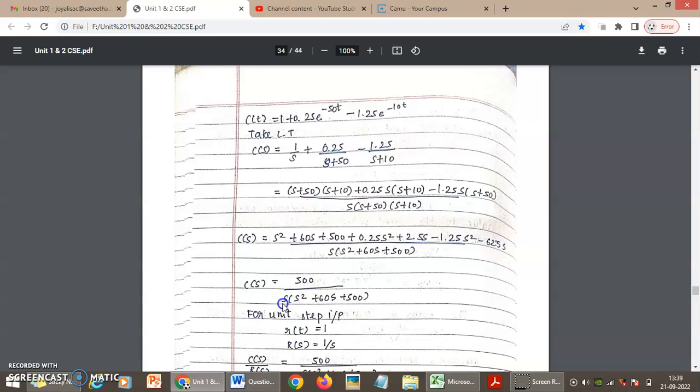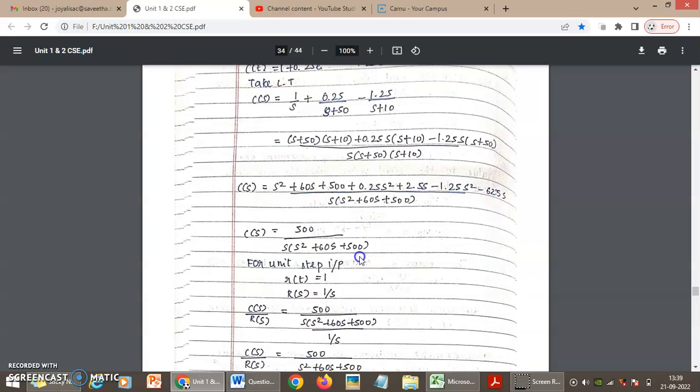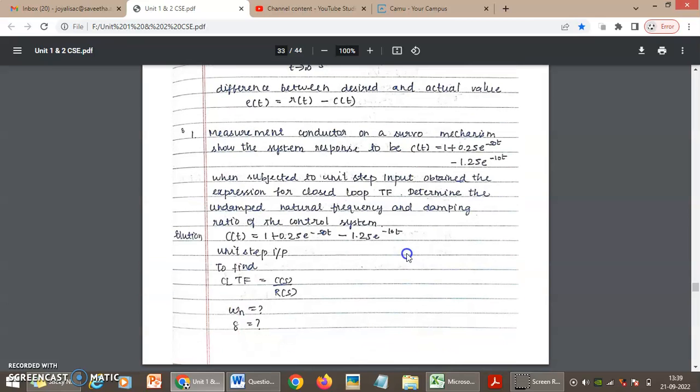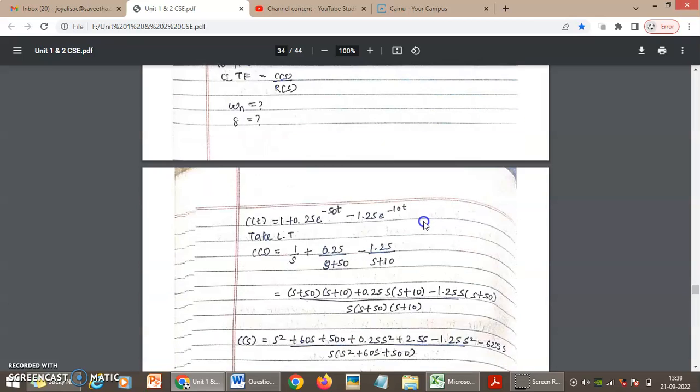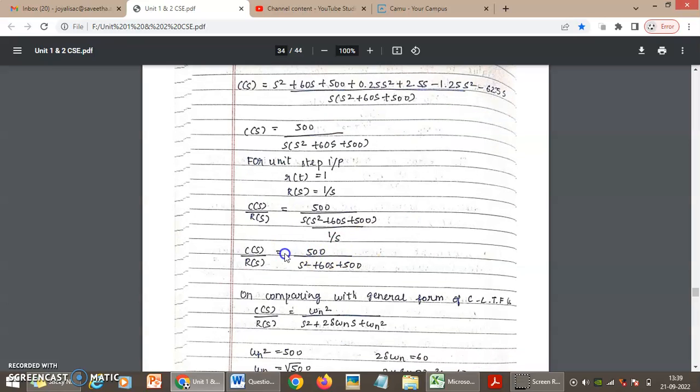Now the s is separate, so 1 by s can be taken separately. That is your unit step input. In the problem itself, it is given that the input is a unit step input. So 1 by s is taken out, so that C of s divided by R of s is equal to 500 divided by s square plus 60s plus 500.